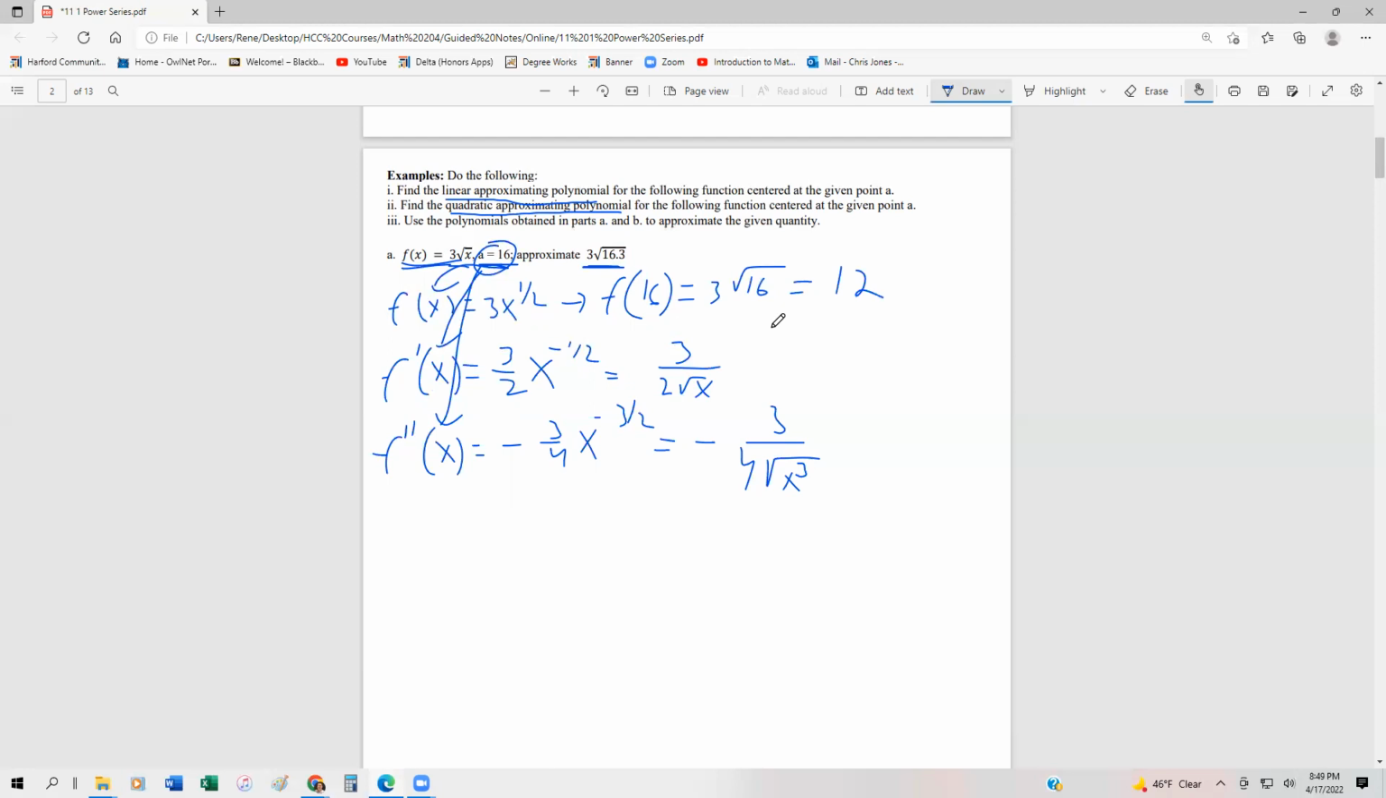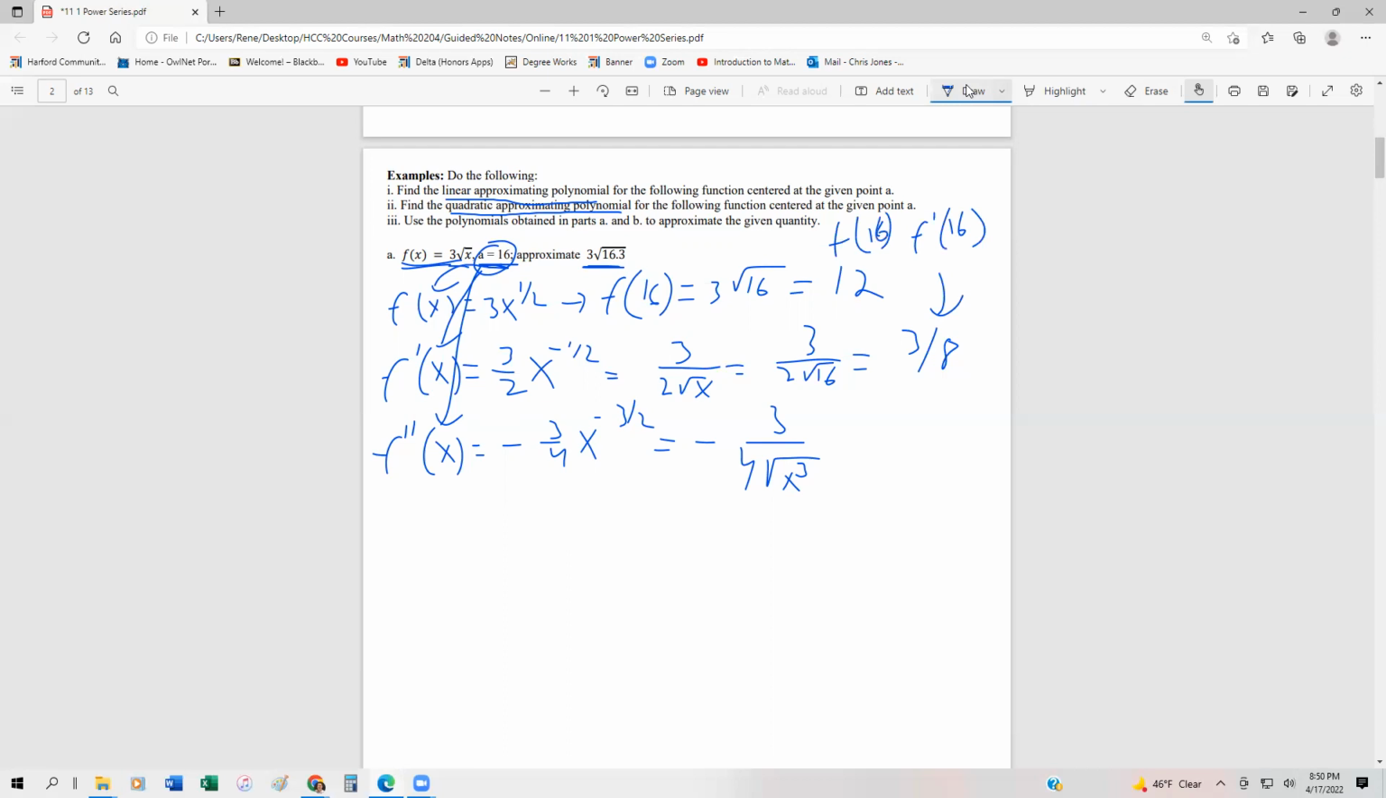Right? Over here, if we substitute 16 back in for x, that's going to be 3 over 2 roots of 16, or that's going to be 3/8. Right? And then finally, if we were to substitute back in, it's not 16, it's 3/8, excuse me. All right. And by the way, this is f prime at 16. This is f at 16, which is our a.